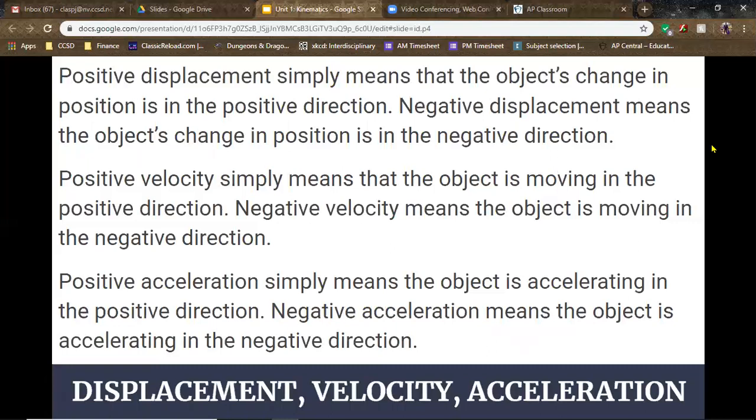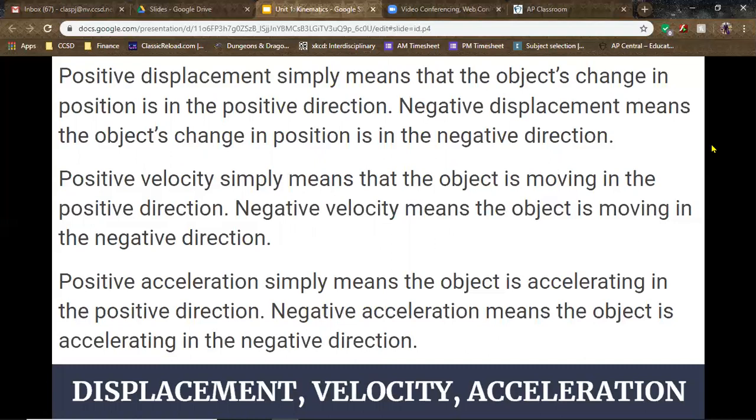Whenever we talk about positive displacement, positive velocity, positive acceleration, all that tells me is that it's moving in the positive direction. It doesn't tell me that the object is located on the positive or negative side. That's going to be position that tells us that. Positive displacement, velocity, acceleration simply tells me that the object's change in position is in the positive direction, or the object's change in the rate at which the object's position changes is in the positive direction, or that the object is accelerating in the positive direction.